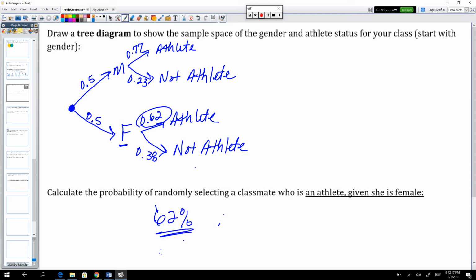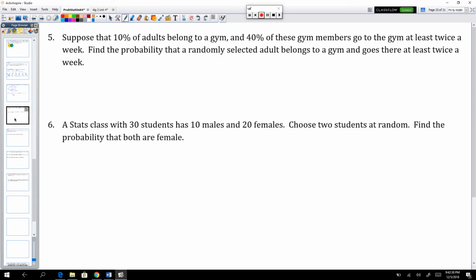Okay. So, definitely want you to understand how to properly make a tree diagram as well as analyze a tree diagram. Let's take a look at number 5 on your practice. We're going to do number 5 and number 6 together here, and then I'm going to want you to take number 7 and try that on your own for homework.